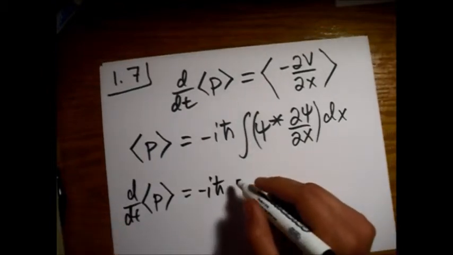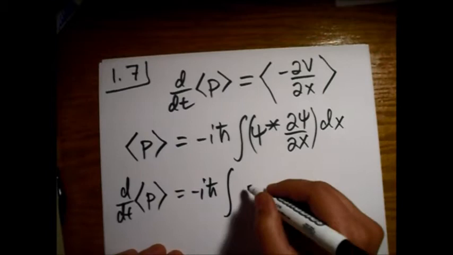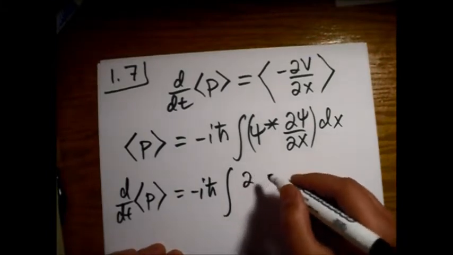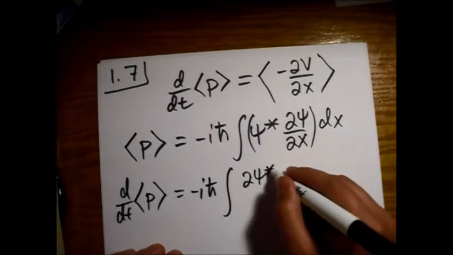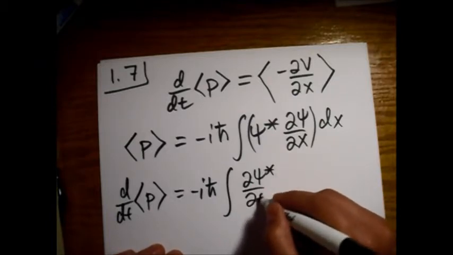And we'll move the time derivative inside. And using the product rule, we'll get these partial derivatives.